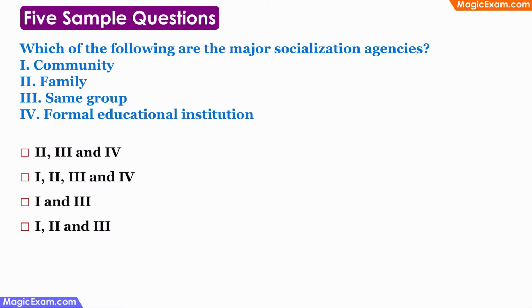Which of the following are the major socialization agencies? Community is definitely a major socialization agency. Family is also a major socialization agency. Peer group is also important because peers come under secondary socialization. And formal educational institution, that is school, is also important because school is also an agent of secondary socialization. Therefore, all of these are agencies of socialization. Therefore, the correct answer here is option 2, that is 1, 2, 3 and 4.